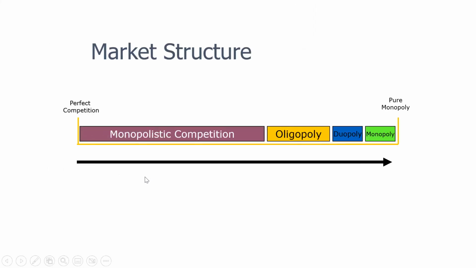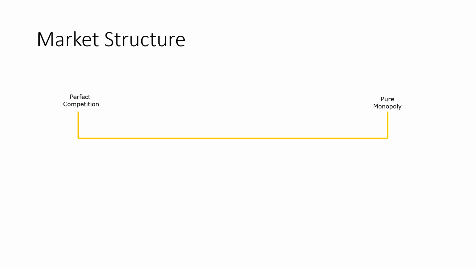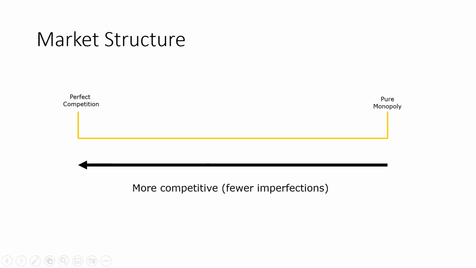So here, if we consider the market structures, as I said, basically we identify these 4 market structures, right? The perfect competition, monopoly, monopolistic competition, and the oligopoly. Then actually we can classify them.